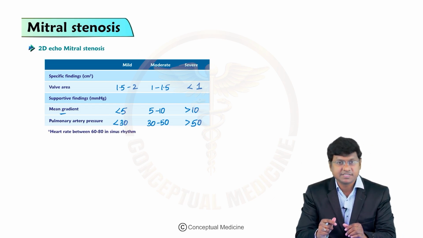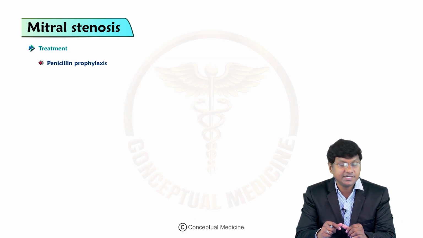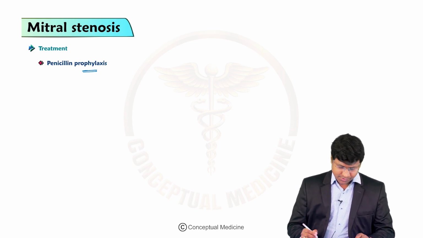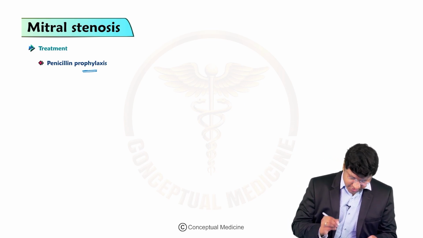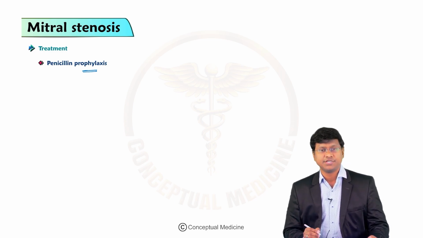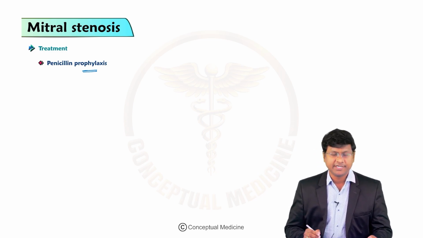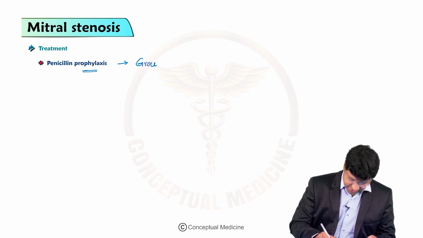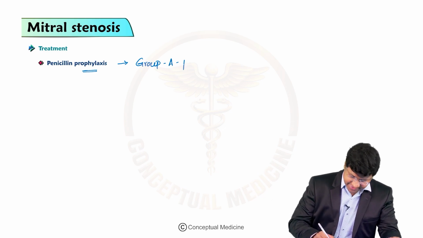Now, after having discussed the investigations, let me discuss in detail the treatment of mitral stenosis. In the treatment aspect, as we have discussed in the etiology, the most common cause is rheumatic heart disease, and this is a recurrent disease. So you need to give penicillin prophylaxis if the mitral stenosis is secondary to rheumatic heart disease. And this penicillin prophylaxis should be against group A beta hemolytic streptococci.